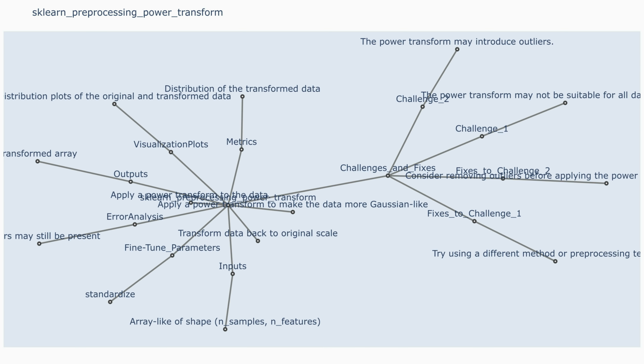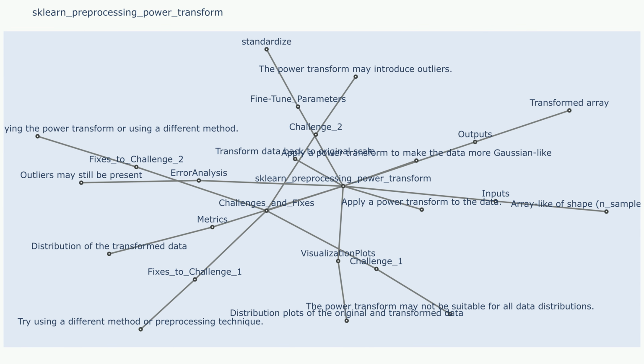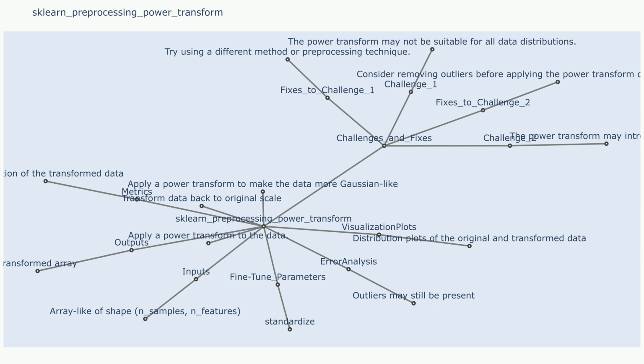sklearn.preprocessing.PowerTransformer. Description: PowerTransformer applies a power transform to each feature of the input data, making the distribution closer to a normal distribution. It's particularly useful for dealing with skewed data and enhancing the performance of models that assume normality. Inputs: X, an array-like input data containing numerical features. It's typically a 2D array where rows represent instances and columns represent features.